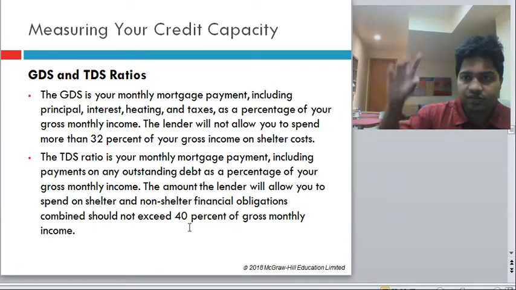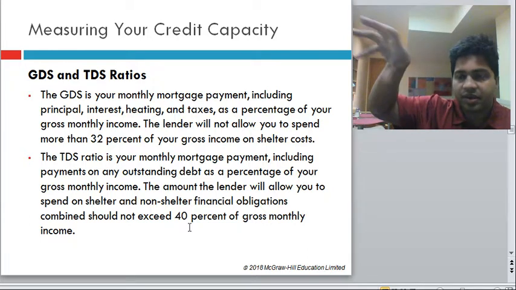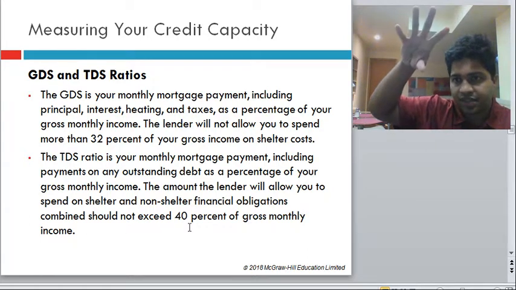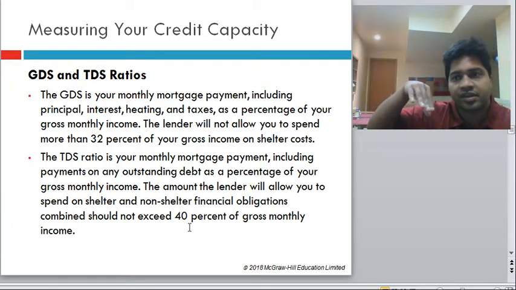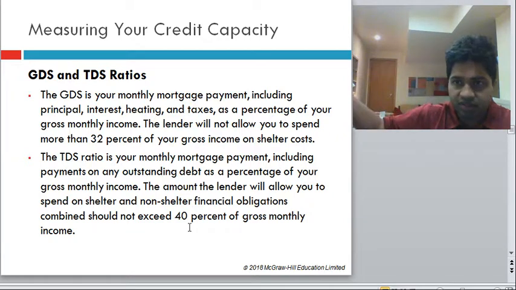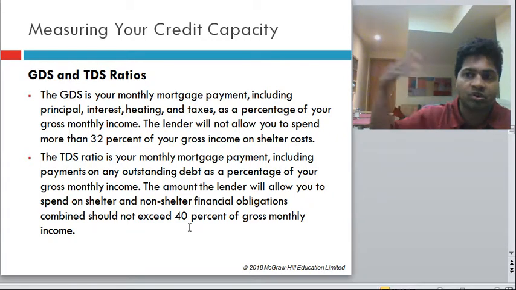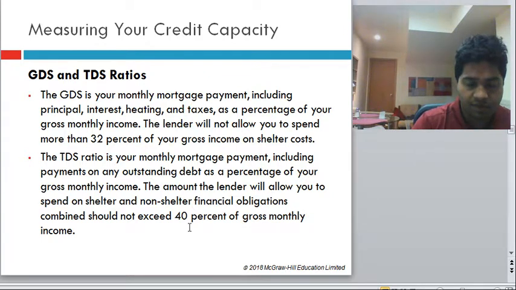So GDS, you consider only debt payments on your mortgage, on your house, and in TDS you consider all debt payments. For example, I bought a TV, so the debt payment on that, the debt payment on my car, etc. GDS should not be more than 32% and TDS should not be more than 40%.